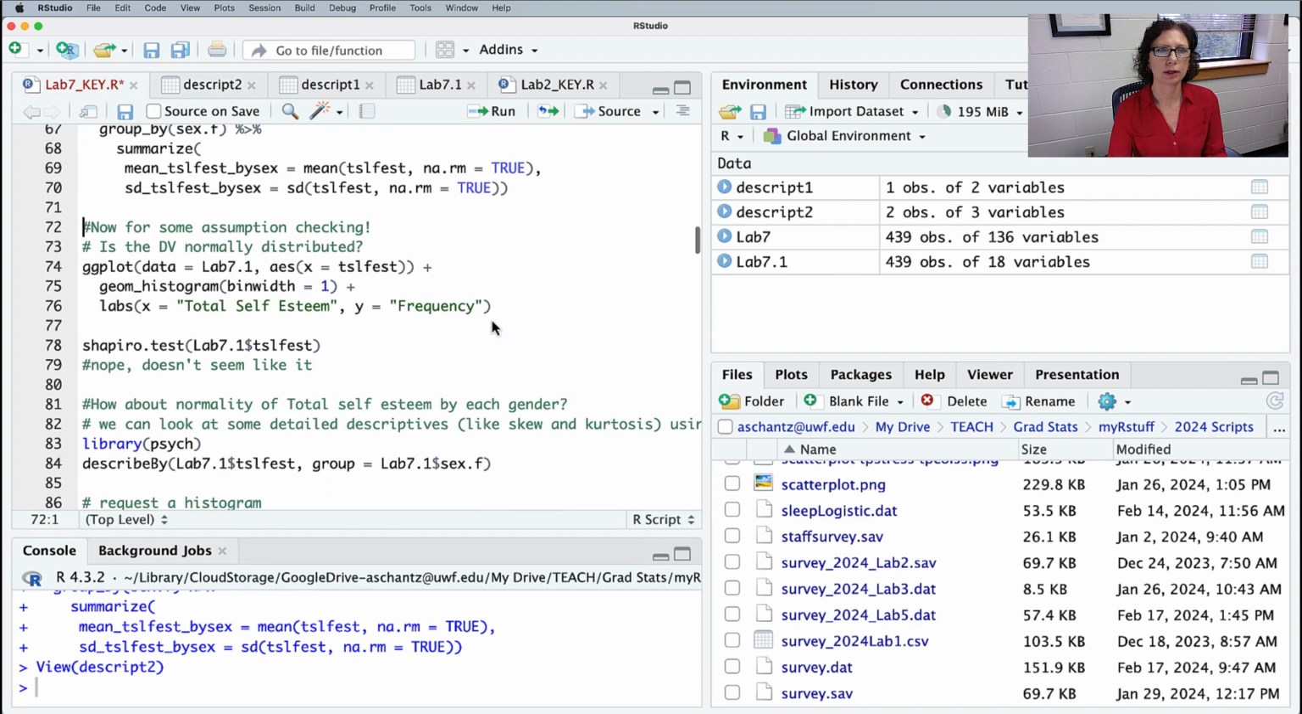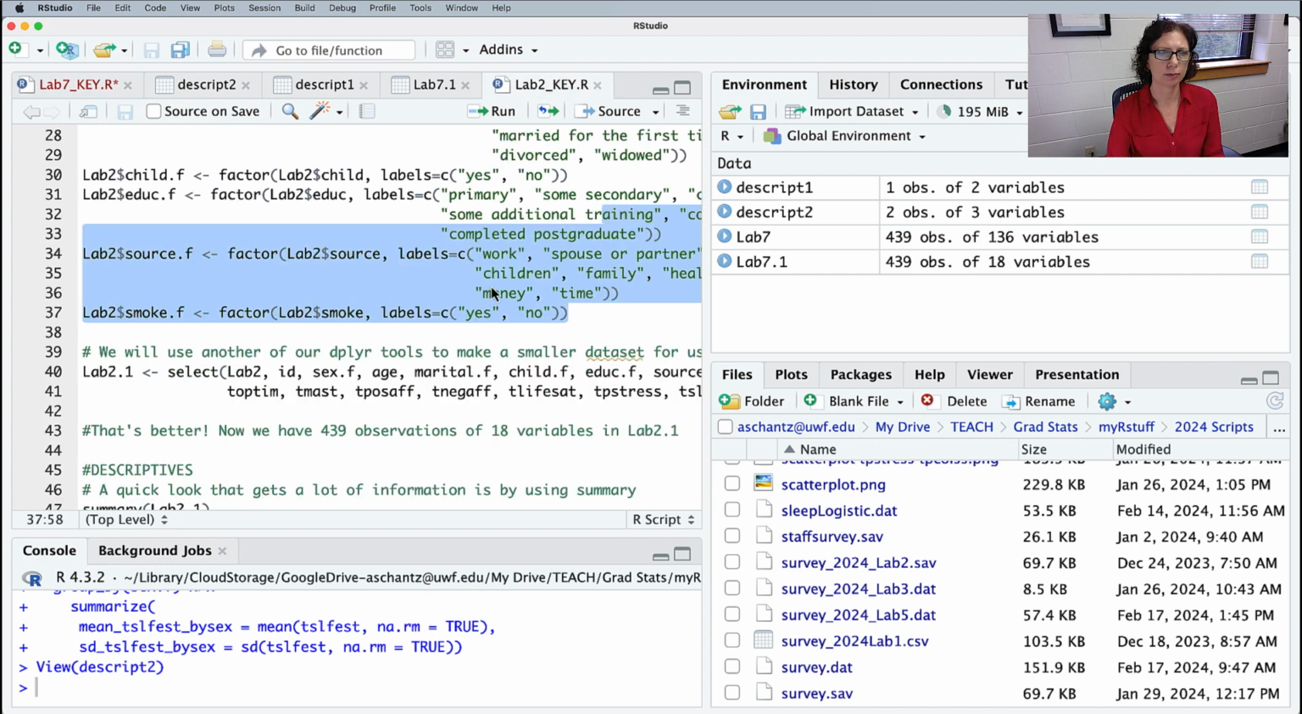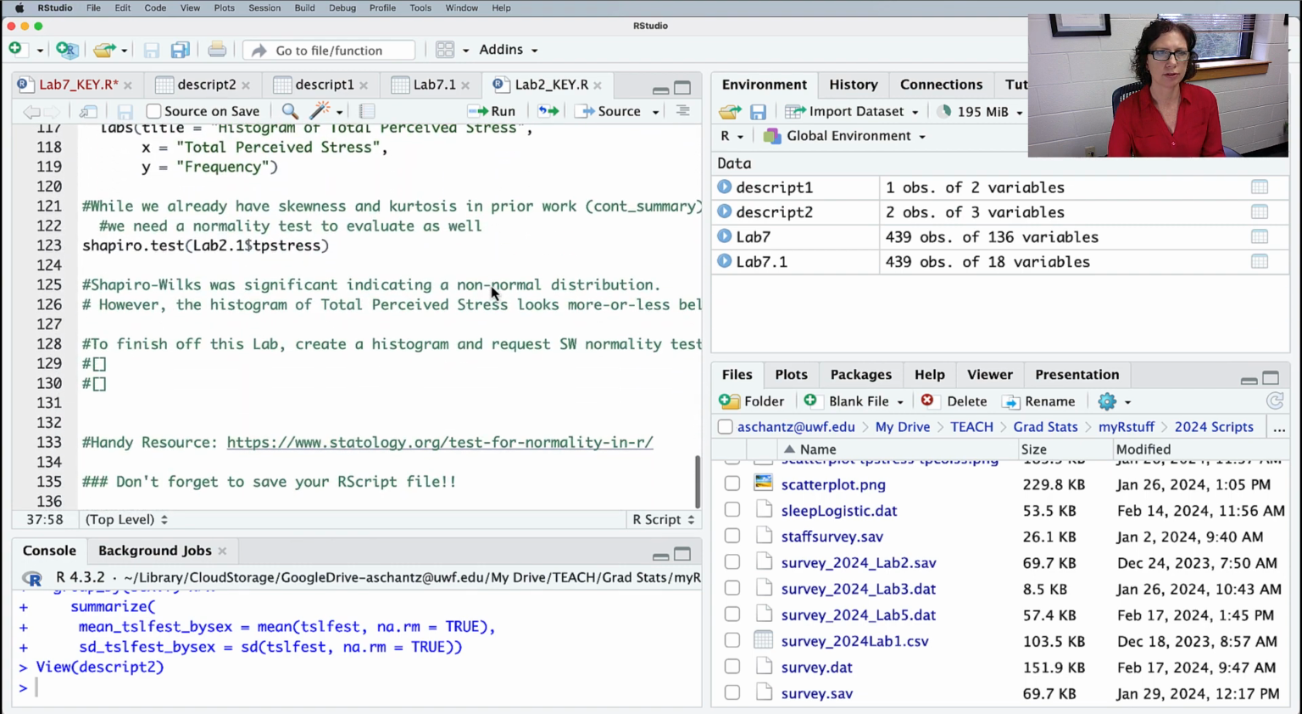Next, we're going to do assumption checking. So we have a continuous variable, which is total self-esteem, and we have our categorical variable, which is sex. So normal distribution, first thing I can look at is a histogram. And again, all I did was go back into my Lab 2 information and scroll around until I got to all of those graphs that I was making.